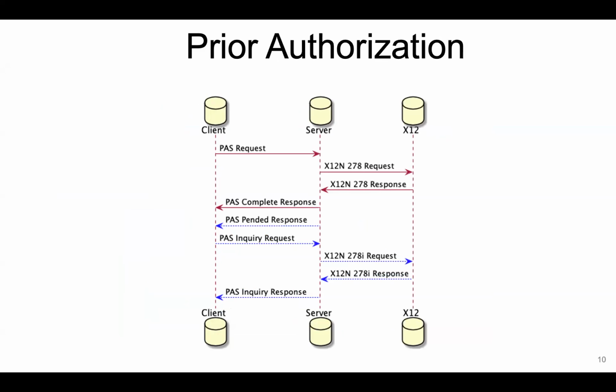Here's another detailed diagram of the interchange between client and server in X12. So a PAS request goes to the server. That's translated to what's called an X12 278. And the X12 278 response comes back. And then that completed response goes back to the client. Once that response comes back, there may be items that are independently adjudicated in the request. So it may be that the client, in this case it might be the EHR or the provider, starts a dialogue with the server to keep checking back to see, is that request complete? Next slide.